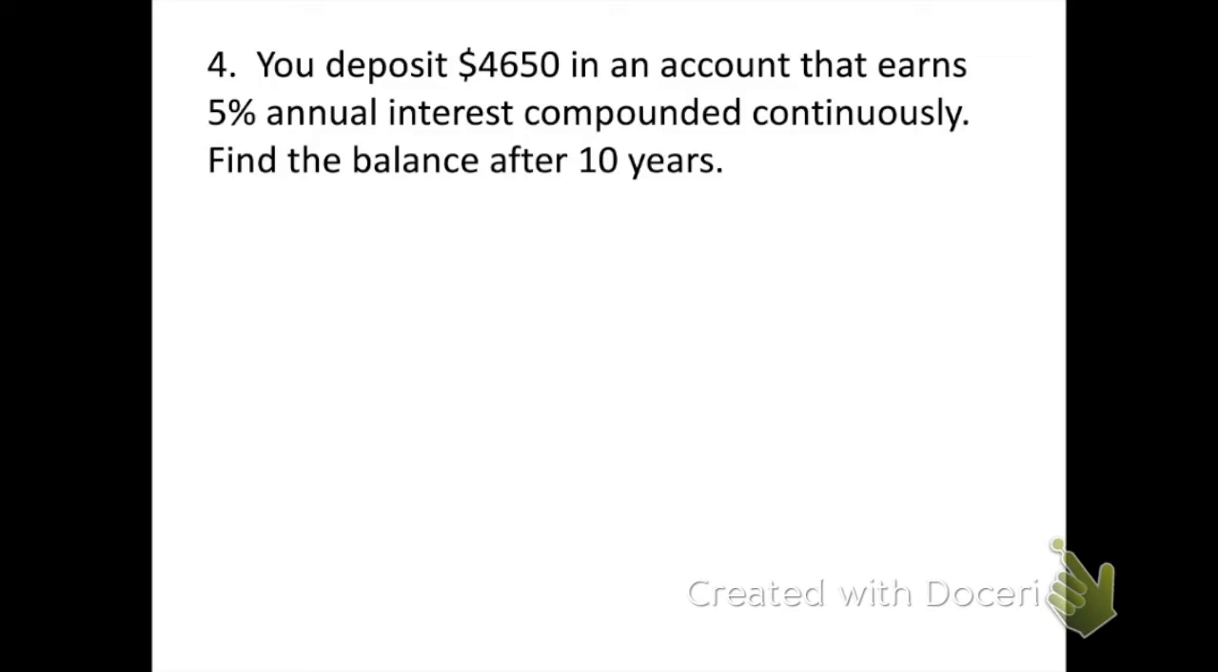Example 4: You deposit $4,650 into an account that earns 5% annual interest compounded continuously. Find the balance after 10 years. So the big thing that we're looking for here are the words compounded continuously. If it had said compounded monthly or daily or quarterly, then we would be using our other investment equation that has the n for number of times compounded. But in this case, since it says compounded continuously, we're going to use, I like to call it PERT, P e to the RT.